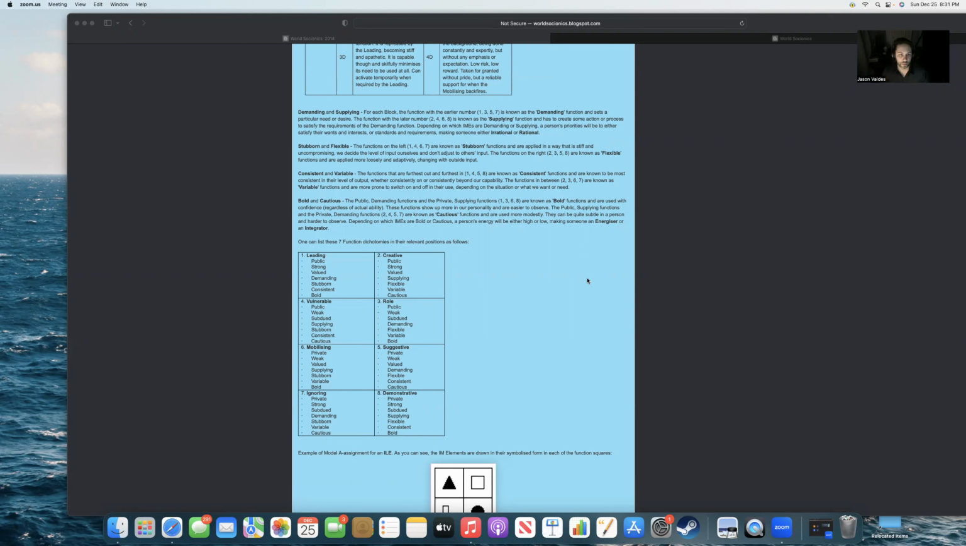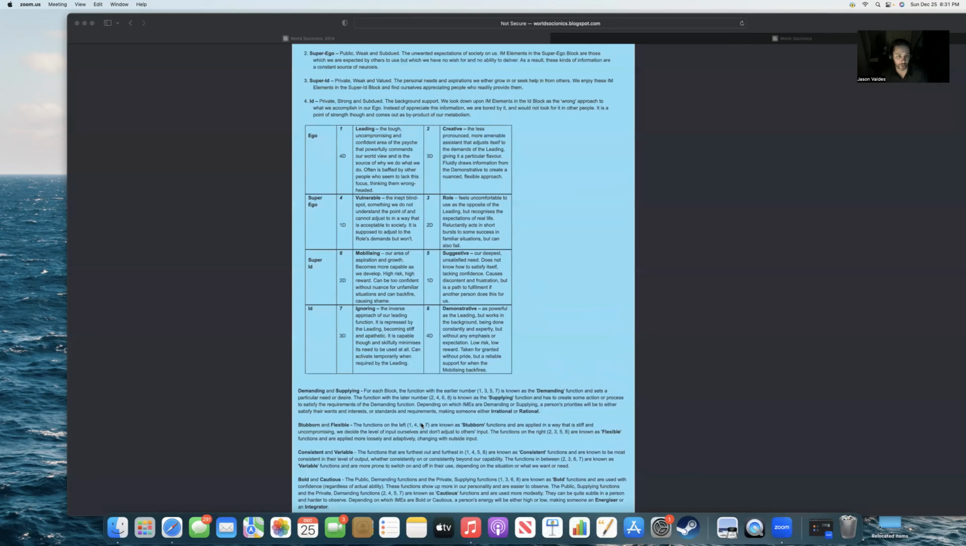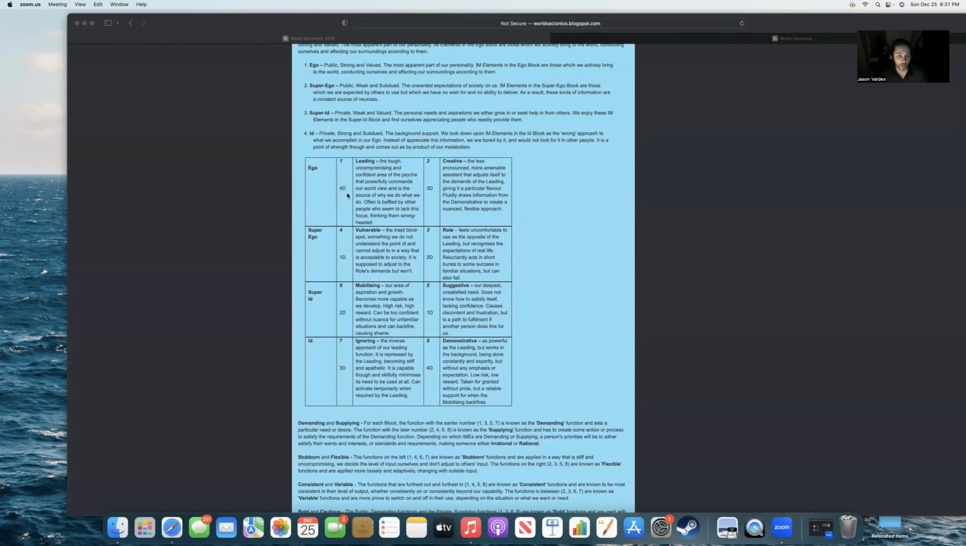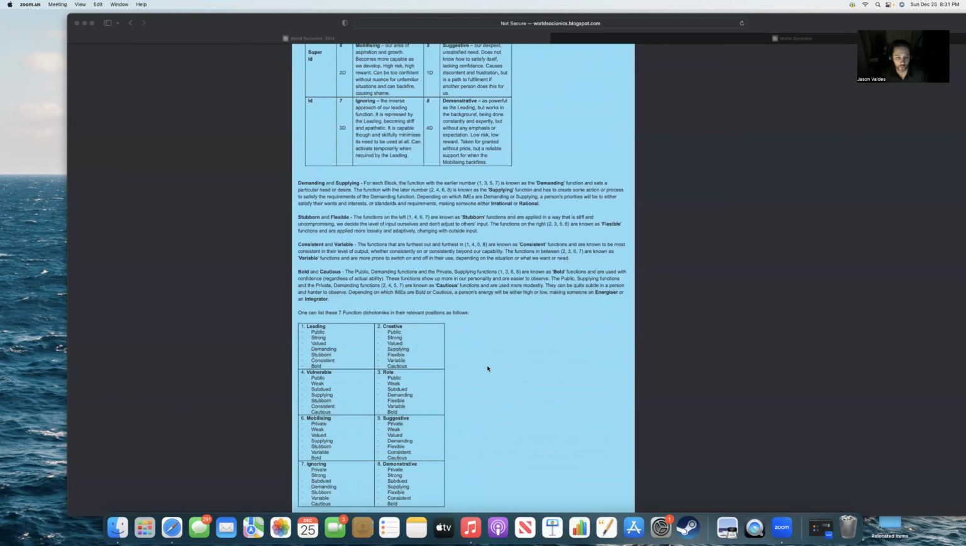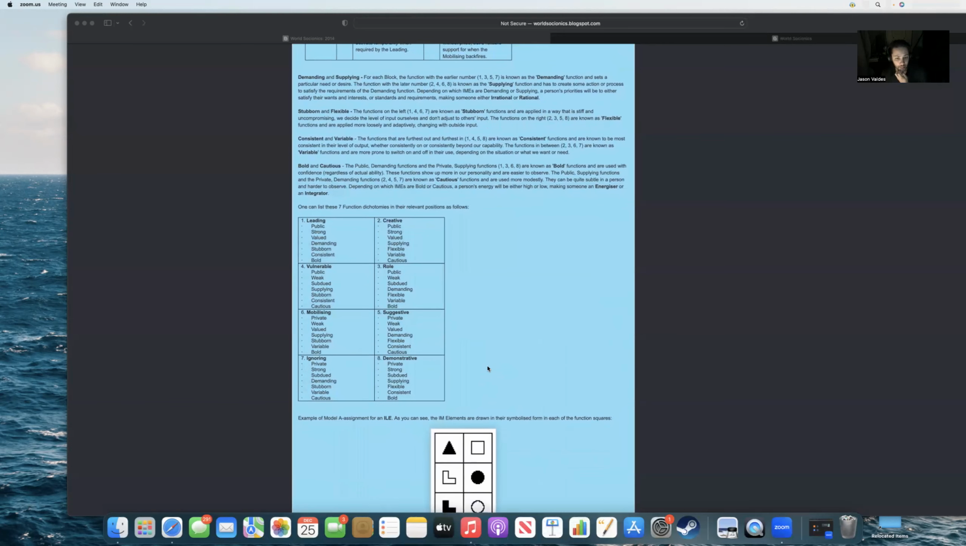All right, so the functions that you're going to be best at are going to be your leading function and your demonstrated function. It's called four-dimensional, which you see here. Leading function, you see it 4D, and then down here, demonstrative 4D. That means that these two are very strong functions that you have. You're good at whatever element is in these particular areas.